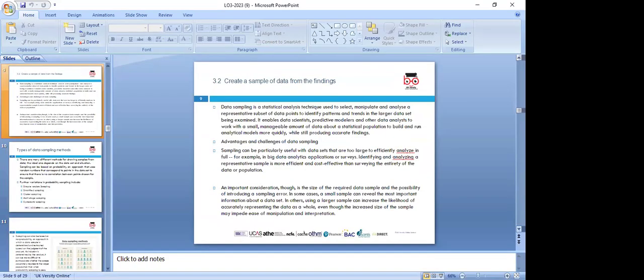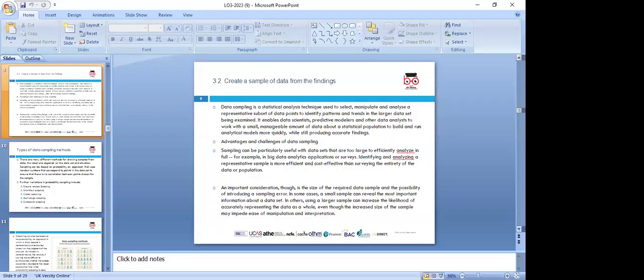Now let's look at data sampling. Data sampling is a statistical analysis technique used to select, manipulate, and analyze a representative subset of data points to identify patterns and trends in the larger data set being examined. It enables data scientists, predictive modelers, and other data analysts to work with a small, manageable amount of data about a statistical population to build and run analytical models more quickly while still producing accurate findings.